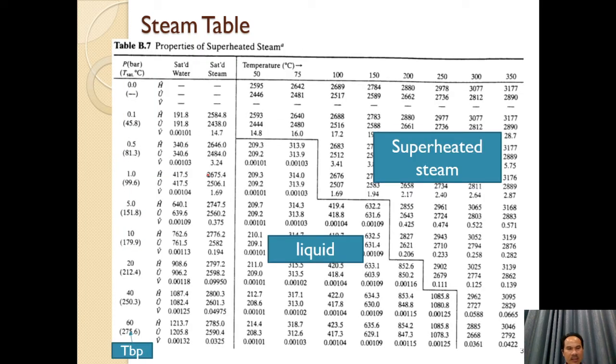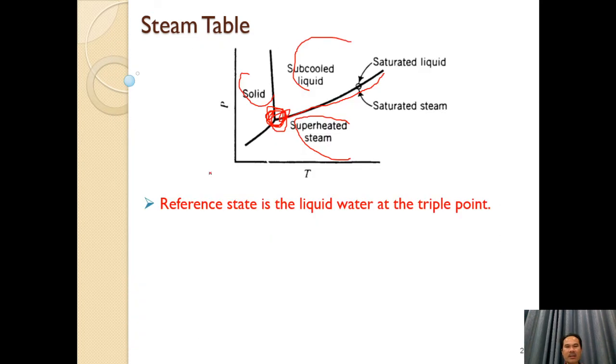And the next table is a steam table for superheated steam. Superheated steam is steam located in this zone. That's right, this zone. It's also vapor, only vapor.